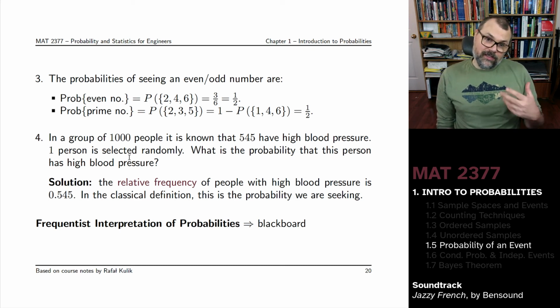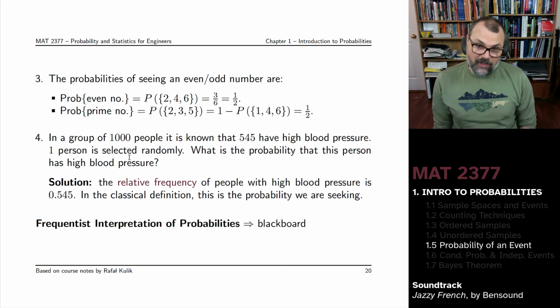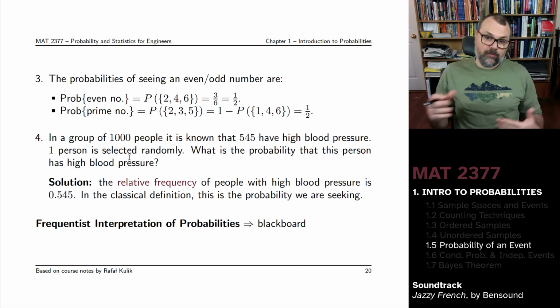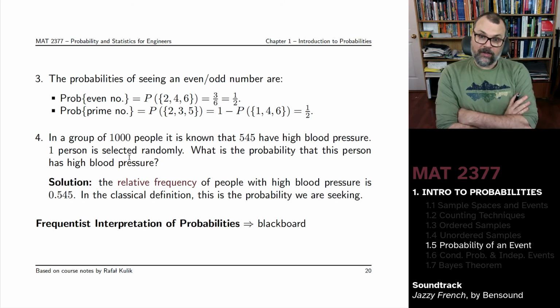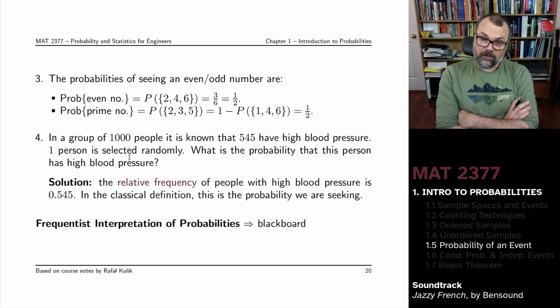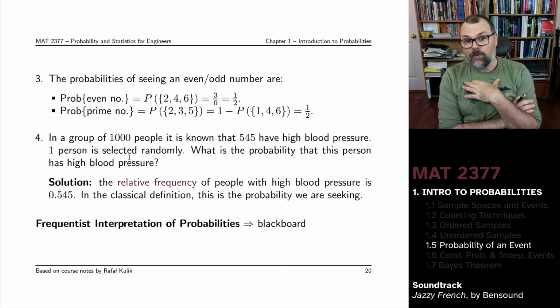This frequentist interpretation of probabilities, that you run an experiment multiple times and you're seeing how often you get the result that you're looking for, how often the outcomes are in the event that you're looking for, that is, roughly speaking, how we will approach probabilities in this course.